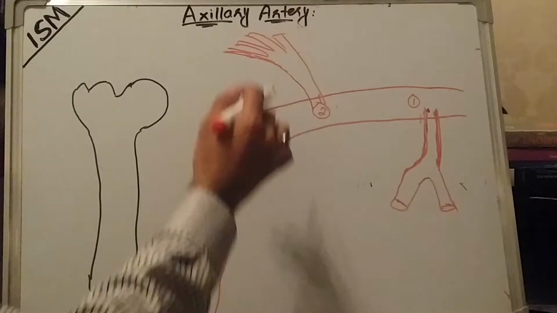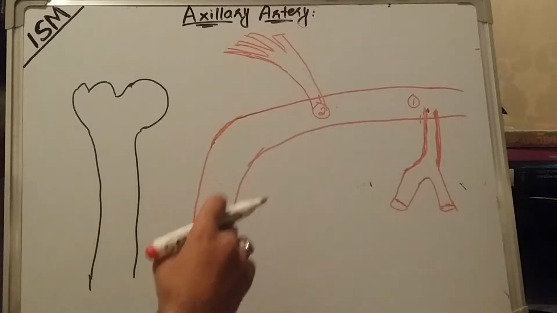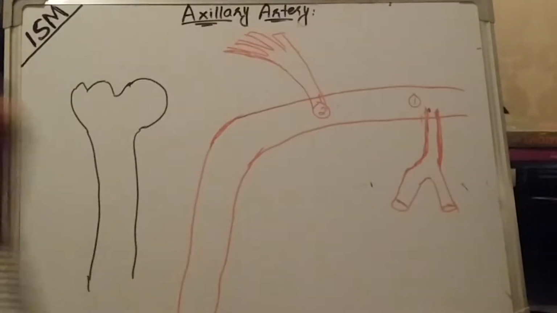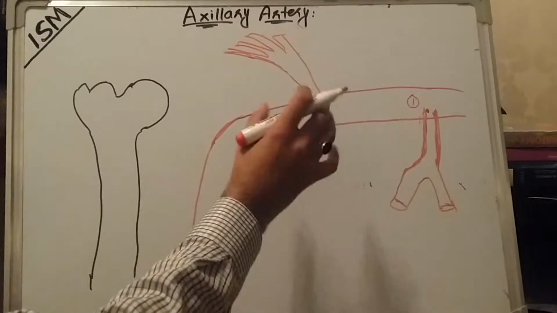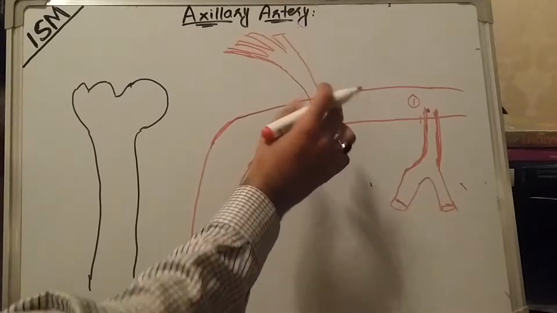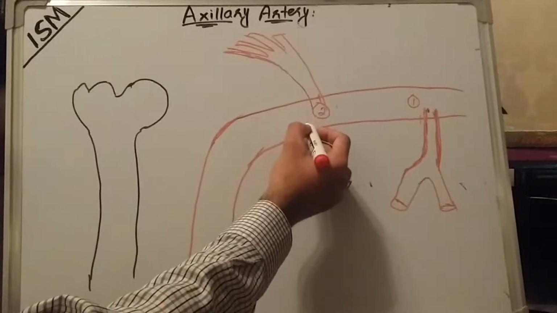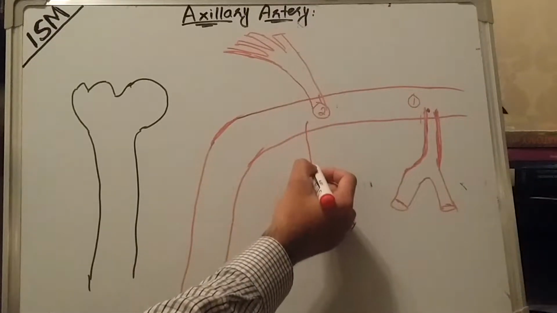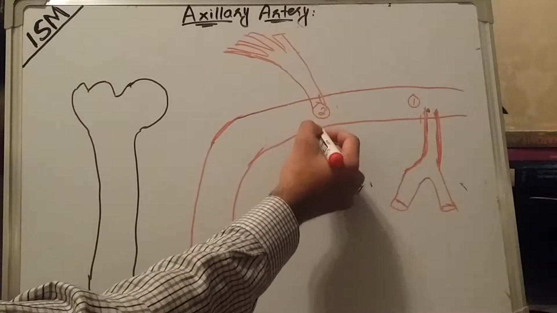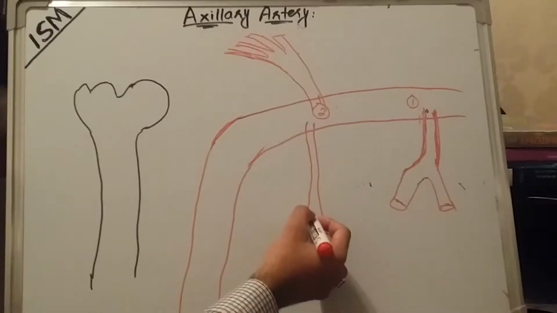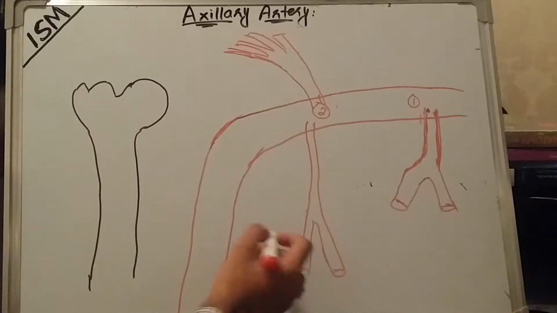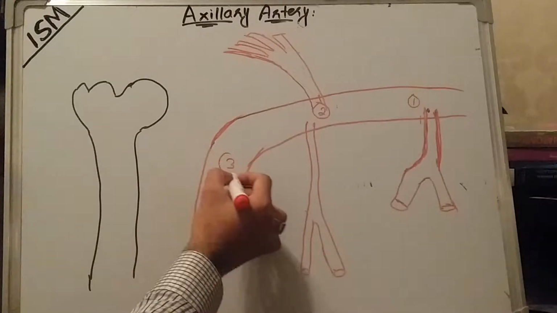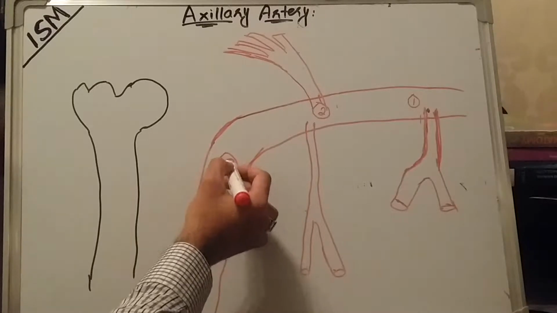So the second portion gives rise to one branch, that is known as the thoracoacromial artery, which is further divided into 4 branches. And the second branch originating from the second portion of the axillary artery is the lateral thoracic artery. So this will be the lateral thoracic artery, and the third portion gives rise to 3 branches.